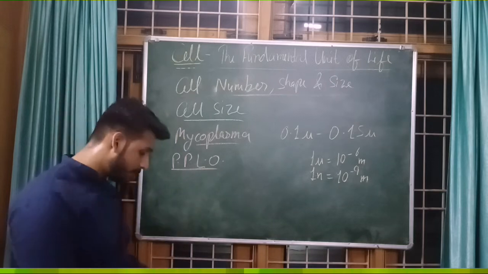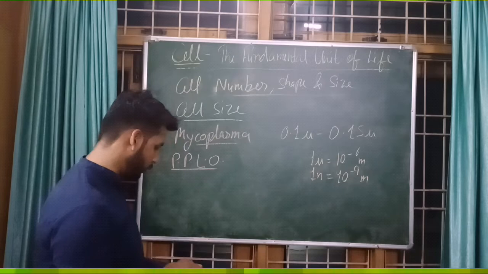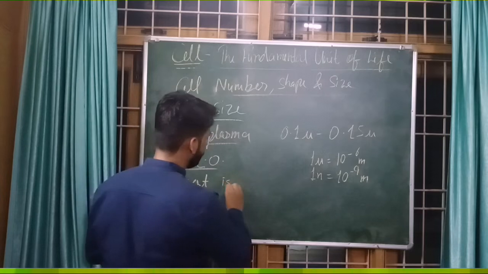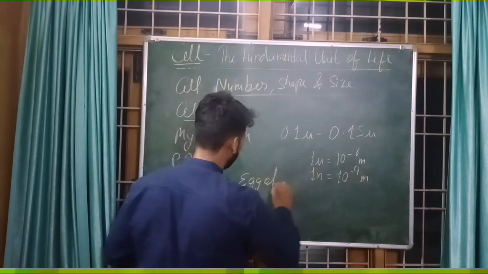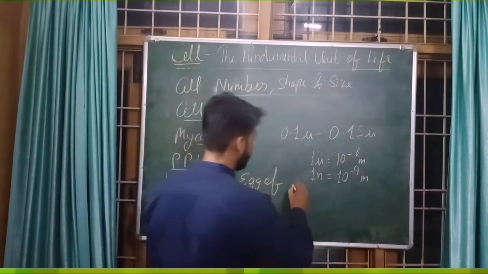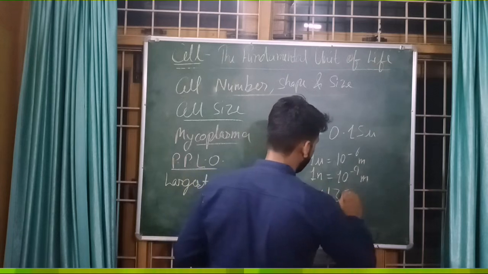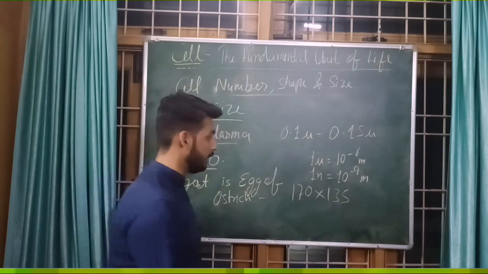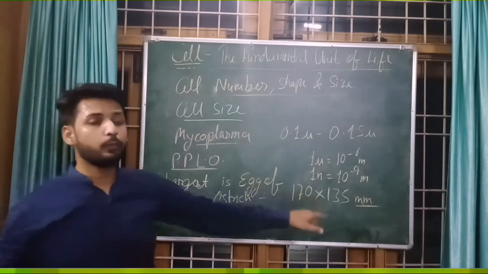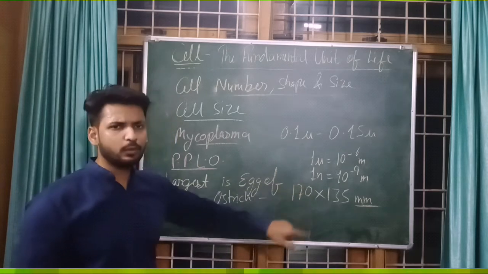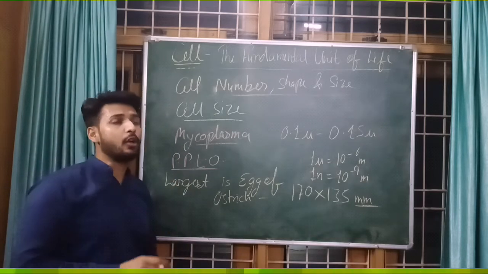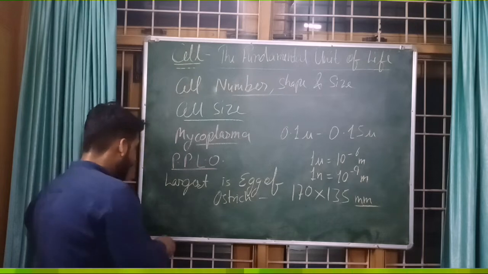Got it? Next, the largest cell, as I told you earlier, is the egg of an ostrich. It is 170 by 135 mm in diameter, that is millimeter. It's quite big, so that we can see it with our naked eyes. Now the longest cell in our body is the nerve cell.